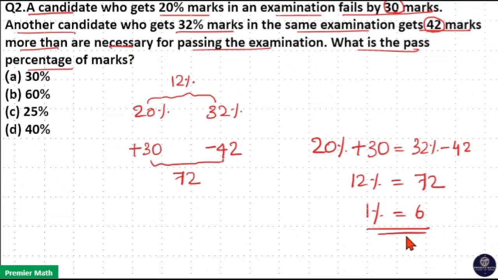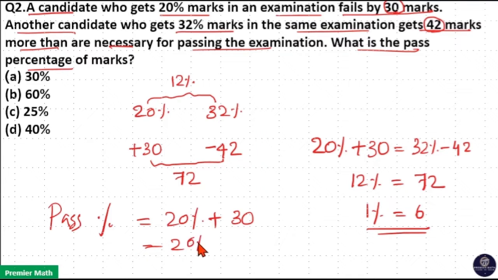That means here the pass percentage is equal to, take one of these, that is 20% plus 30 marks. If 6 marks is 1%, 30 marks is 5%, since 6 into 5 is 30. So 20% plus 5% is equal to 25%, which is the pass mark. Option C is your answer.